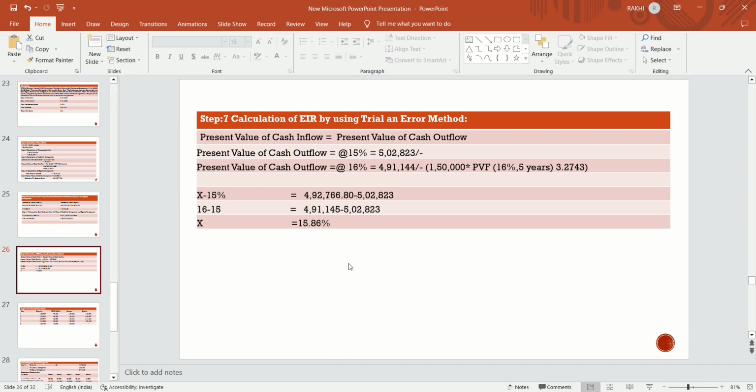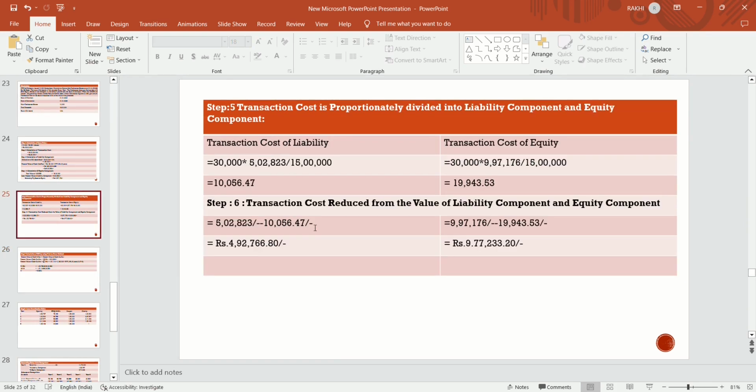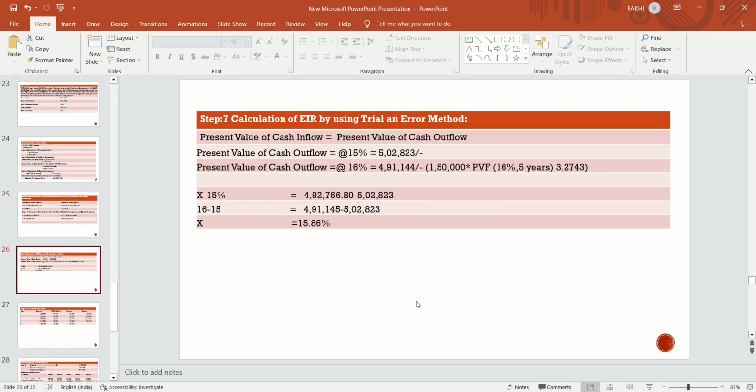Because of the 16% discount, it will come to 491,144. At 15%, 5,02,823 we had already calculated. Now we will find out the rate at which 492,766 is the value, where cash inflows equal outflow.